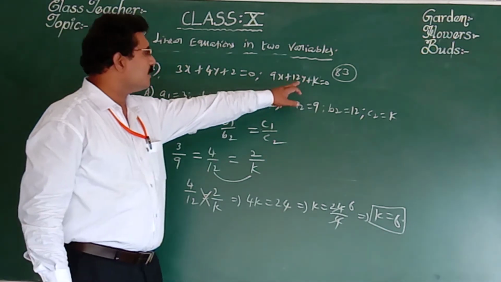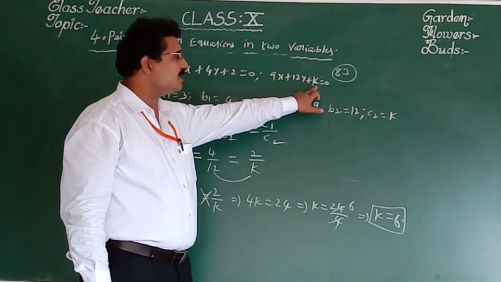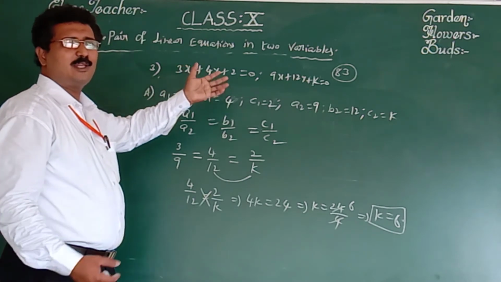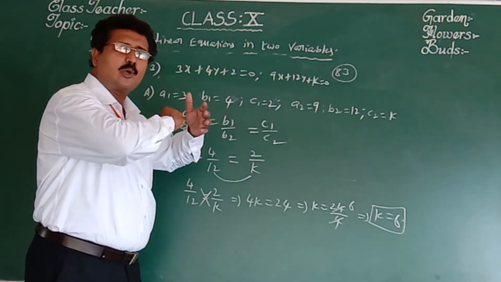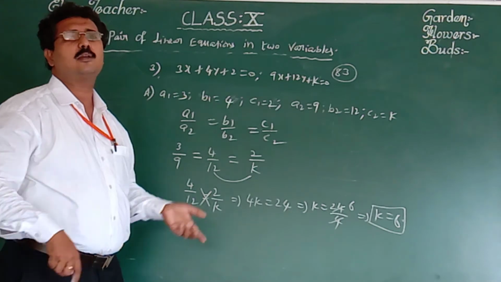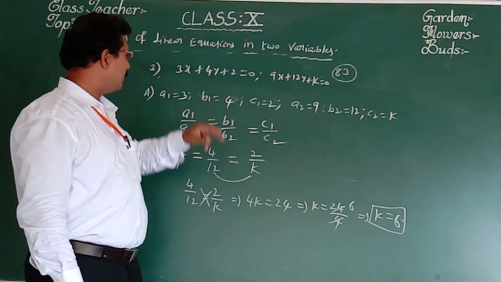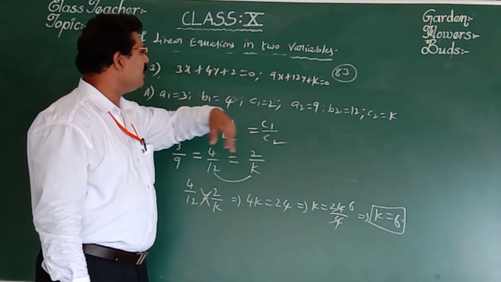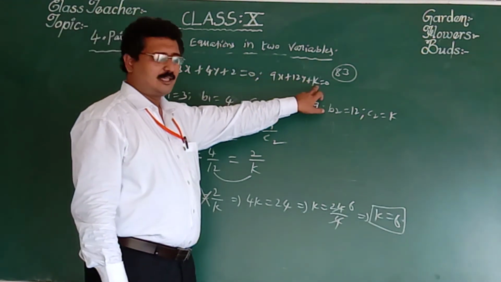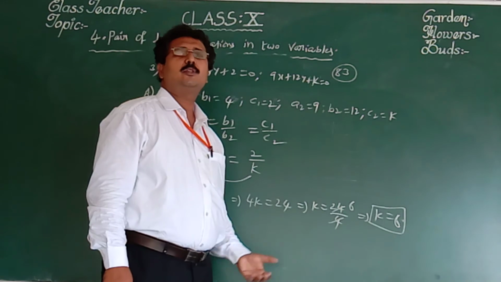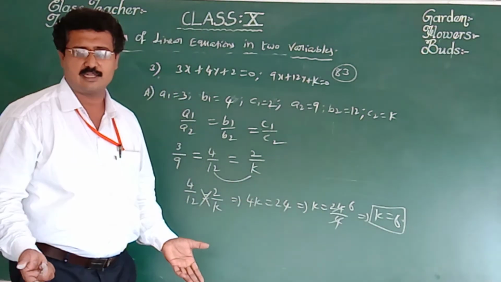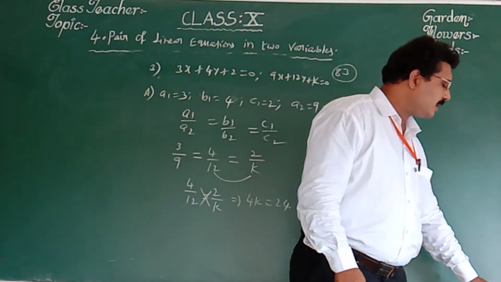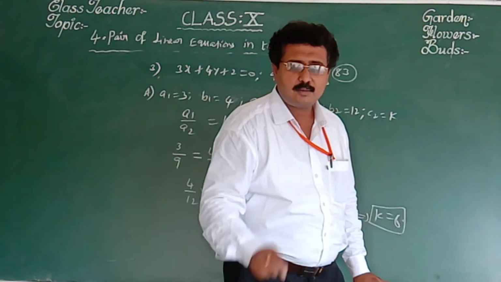Come on, verify. Suppose k is 6. Multiply the whole equation by 3. What is meant by coincide? If you multiply by 3, that means all ratios are equal, that means a1/a2 = b1/b2 = c1/c2. 3 × 3 is 9x plus 3 × 4 is 12y plus 3 × 2 is 6. So that's why k = 6. Then only those two lines are coincident lines. In this way you adjust the problem. And see that last one. These four problems are very, very important.